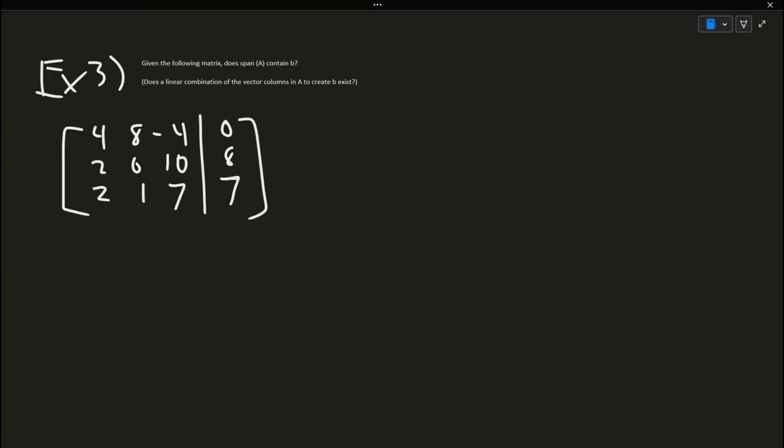Now looking at this third example, it's asking us, does the span of A contain the vector B? Which is basically this equation, Ax equals b. We want to know if that's true, or if an x exists that would give us b. Another way of asking this question is, does a linear combination of the column vectors in A that creates B exist? Okay, so we set up our augmented matrix with A on the left, B on the right-hand side.